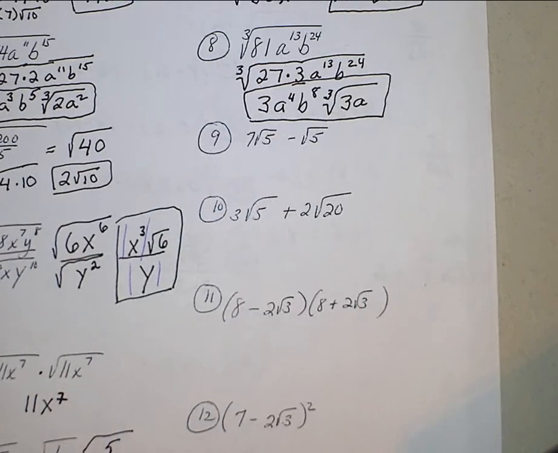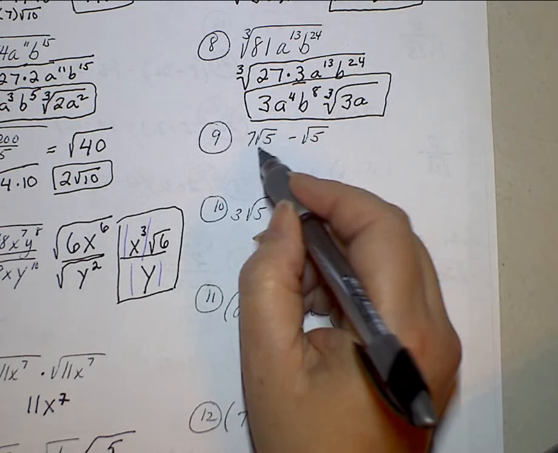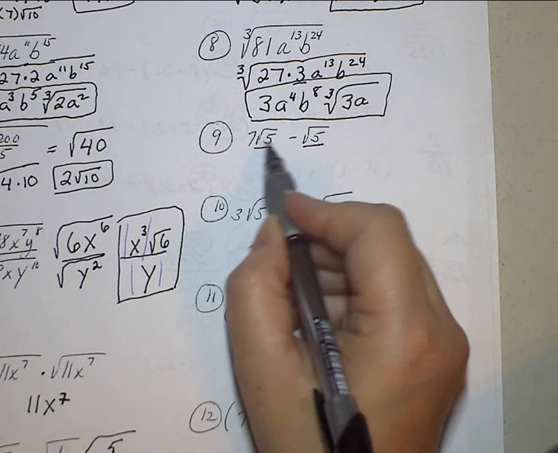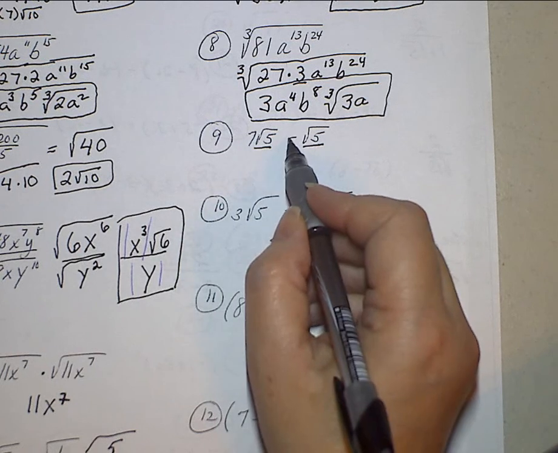When we are combining radicals, if they look alike, if it's the same square root, then we can combine them. So we have 7 minus 1, because we have 7 of them, and we're going to subtract 1 of them, so we get 6.